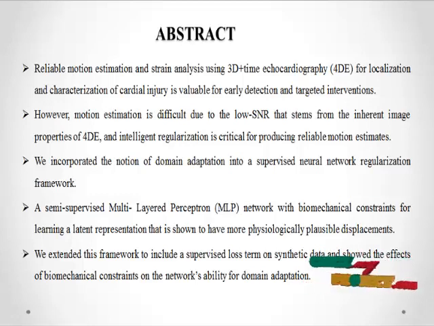We incorporated the notion of domain adaptation into a supervised neural network regularization framework, a semi-supervised multi-layer perceptron network with biomechanical constraints for learning a latent representation that is shown to have more physiologically plausible displacement. We extended this framework to include a supervised loss term on synthetic data and showed the effect of biomechanical constraints on the network's ability for domain adaptation.